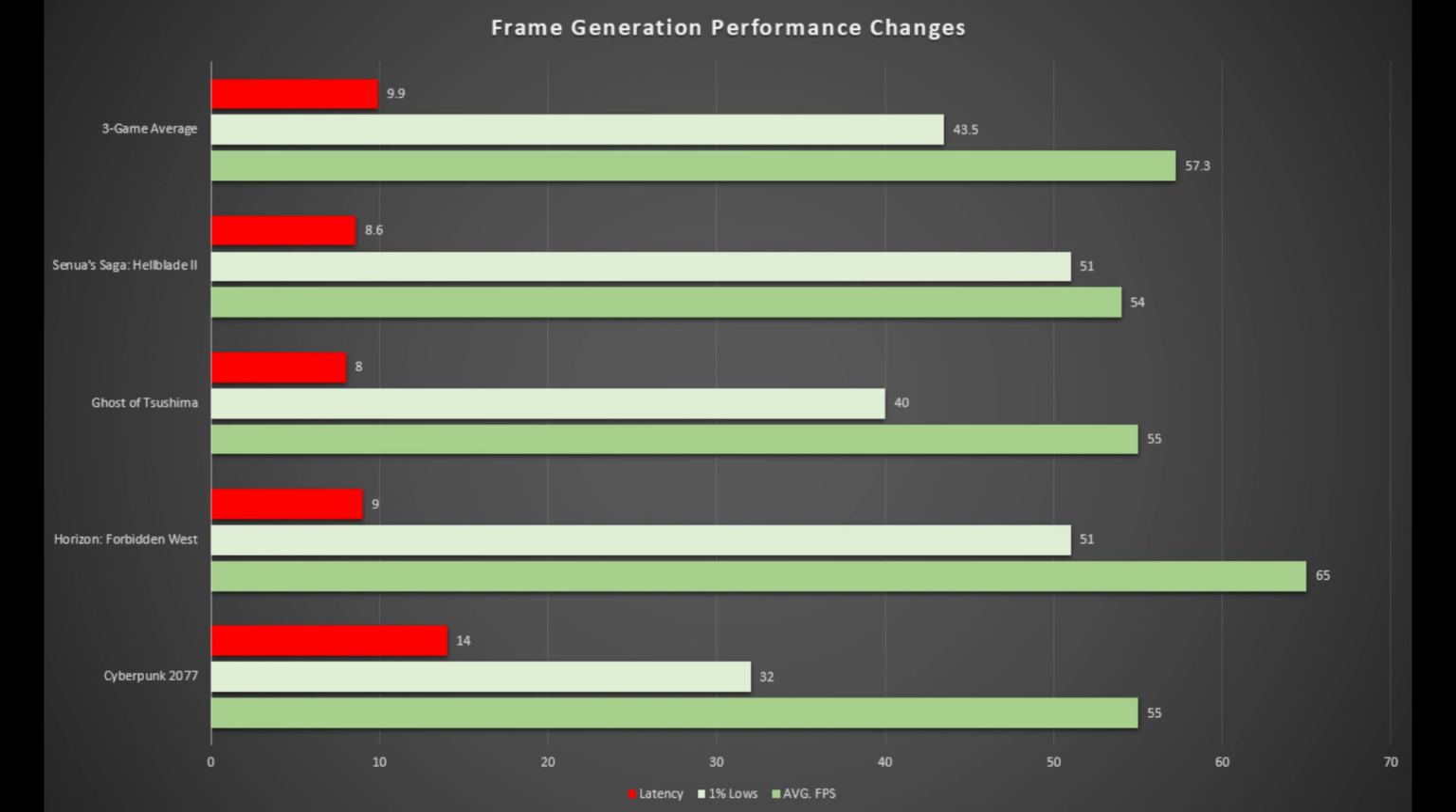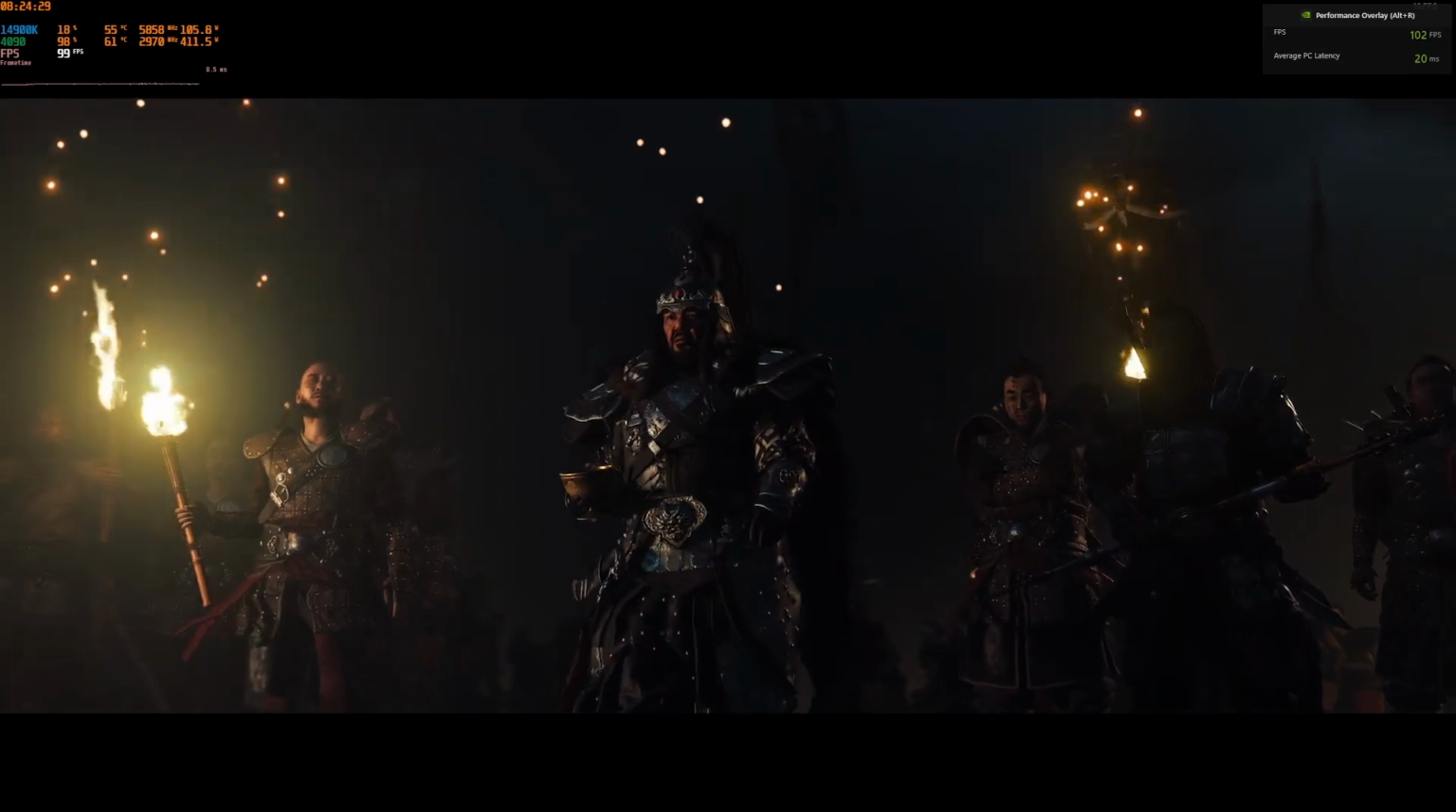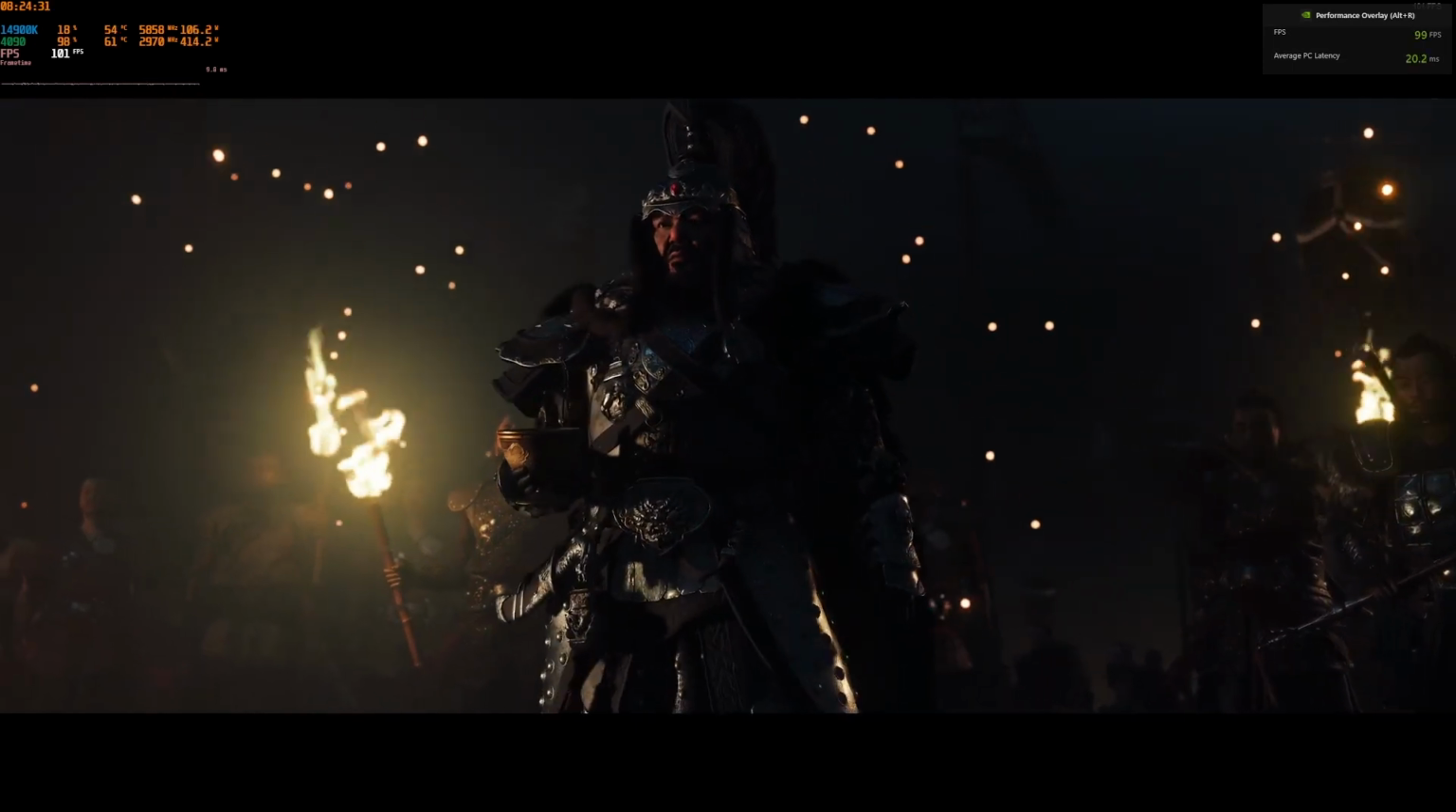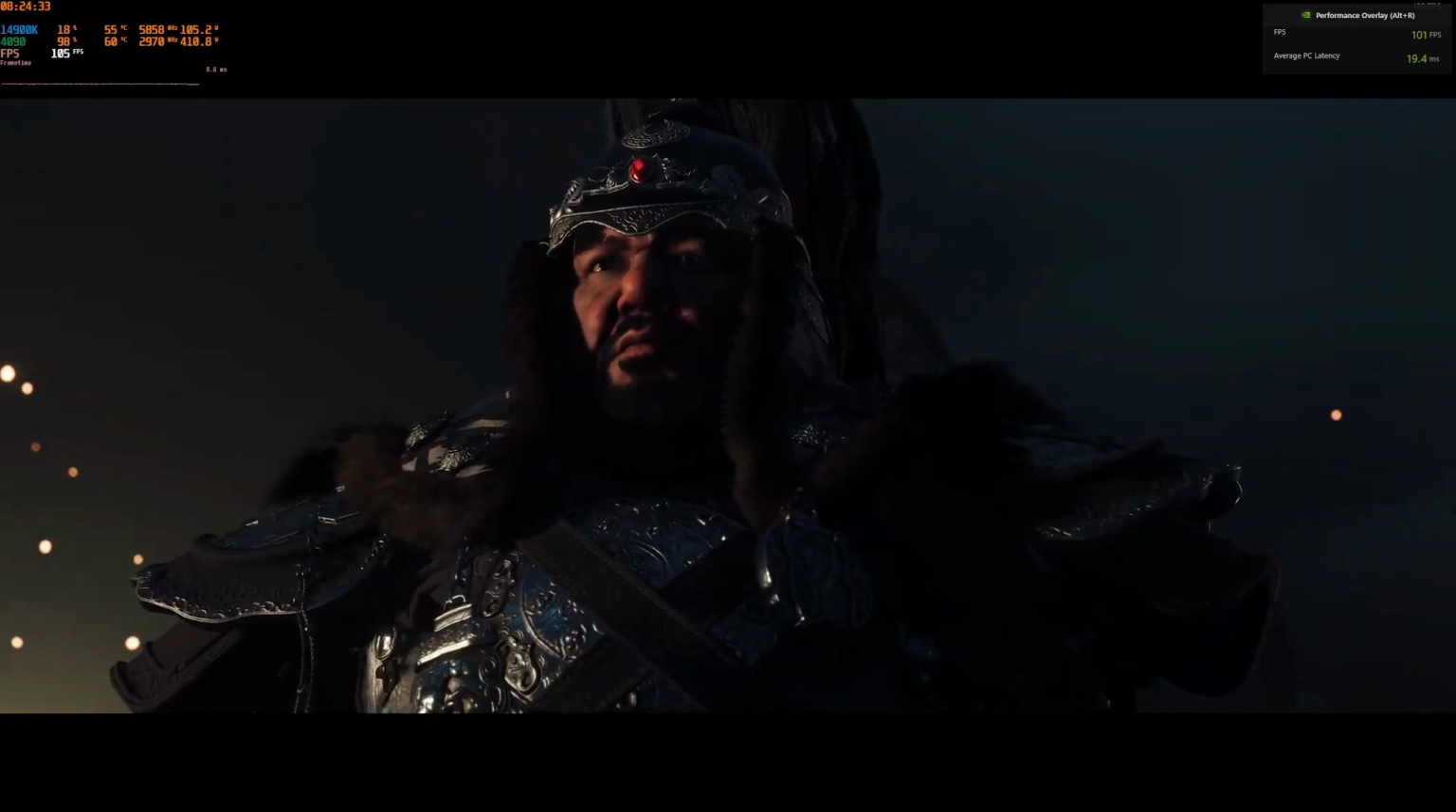We can also see that on average, between the 4 games, we received an increase of 57.3 average FPS, an increase of 43.5 FPS on 1% lows, and lastly, a 9.9 millisecond increase in latency. So based on these results, is frame generation worth it? In my opinion, the answer is yes.